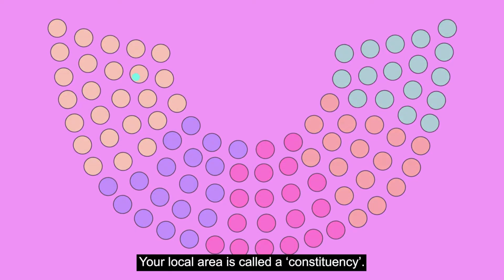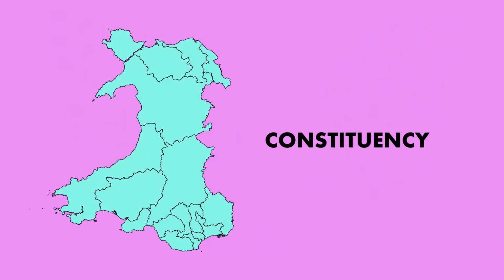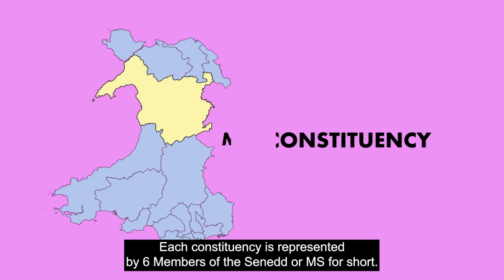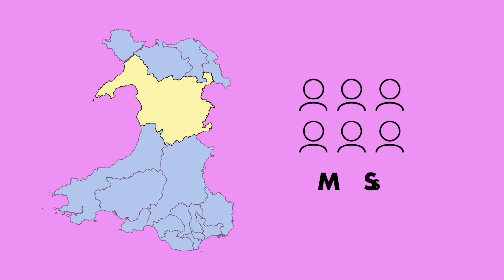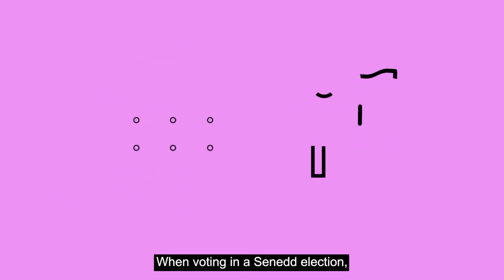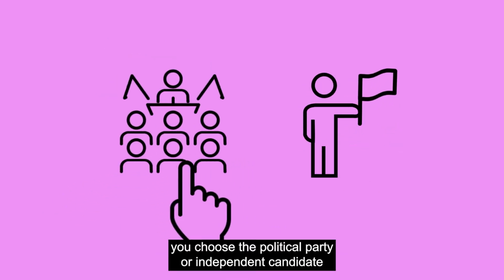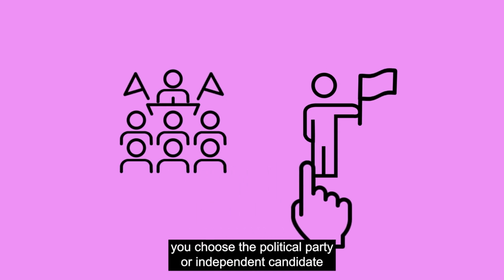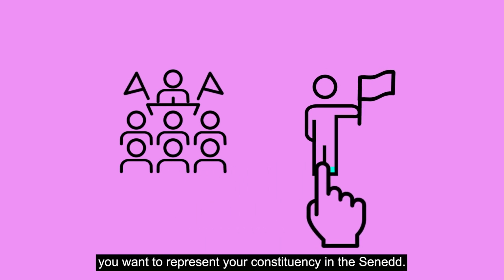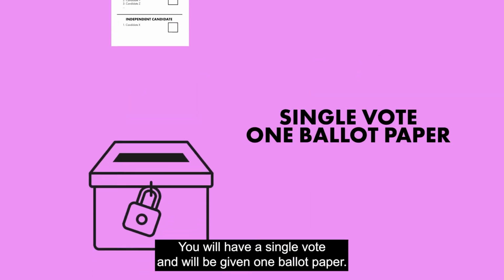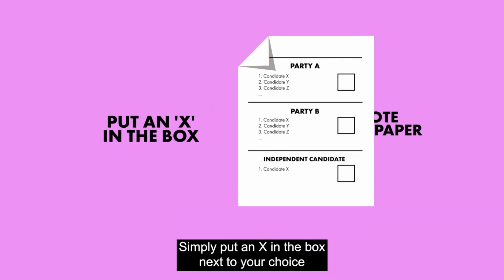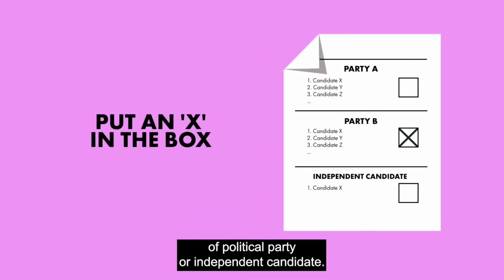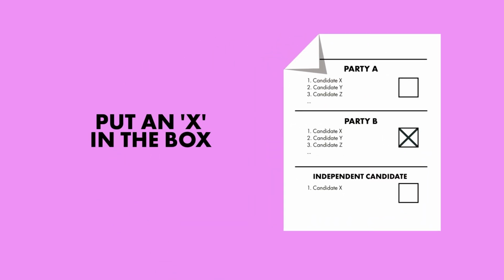Your local area is called a constituency. Each constituency is represented by 6 members of the Senedd, or MS for short. When voting in a Senedd election, you choose the political party or independent candidate you want to represent your constituency in the Senedd. You will have a single vote and will be given one ballot paper. Simply put an X in the box next to your choice of political party or independent candidate.